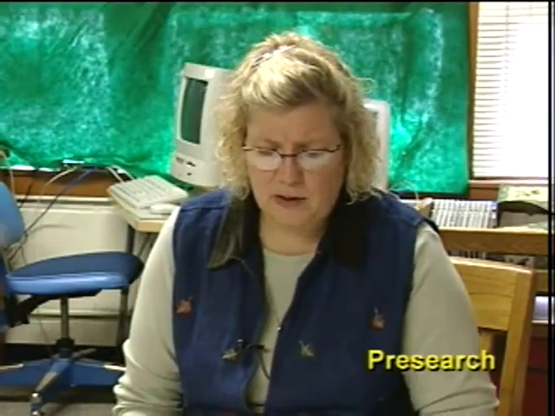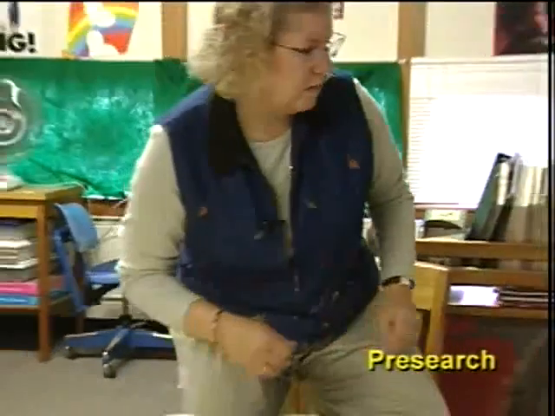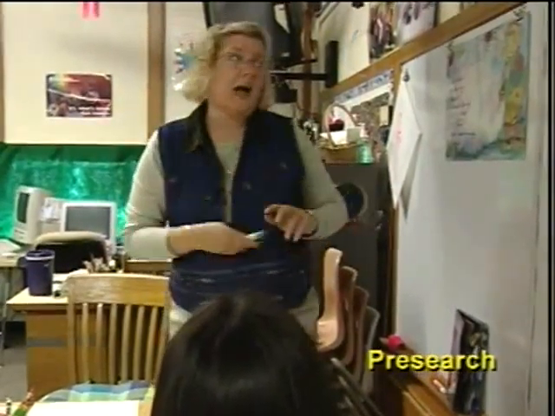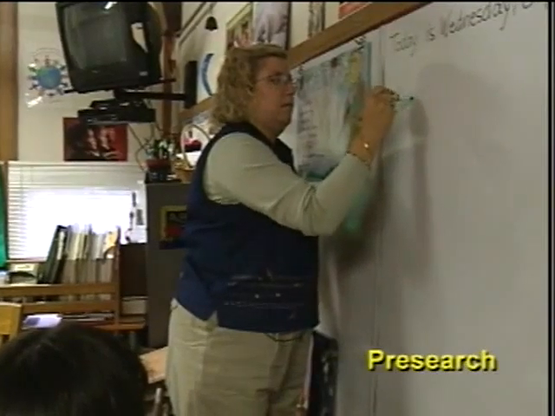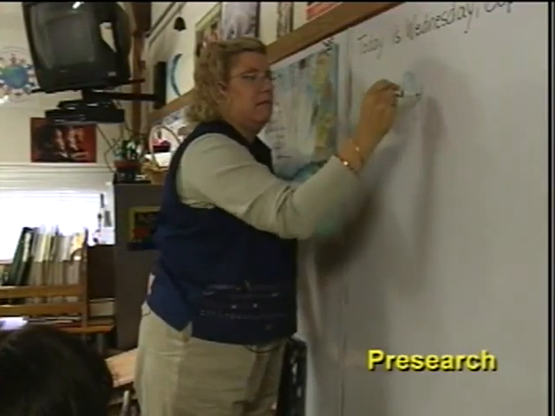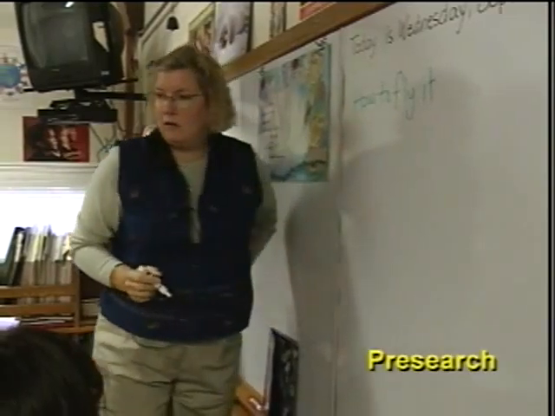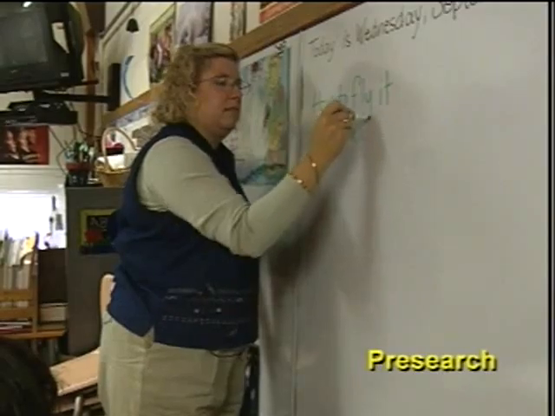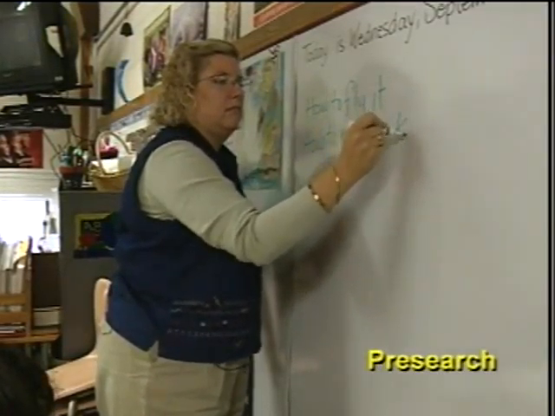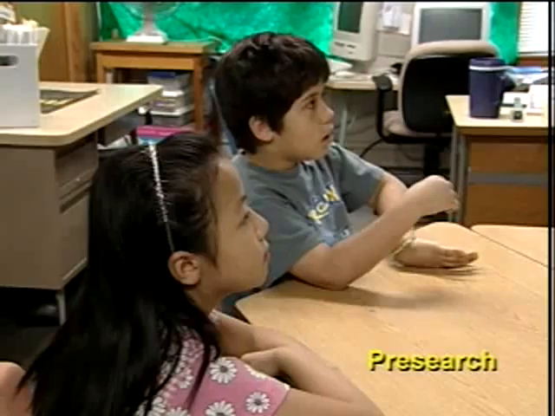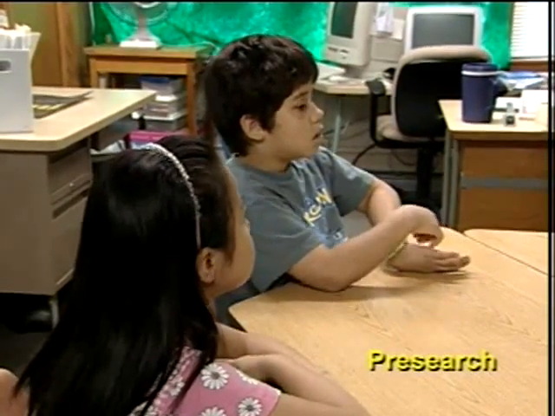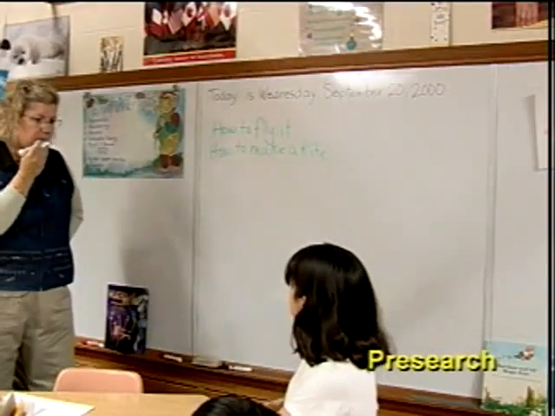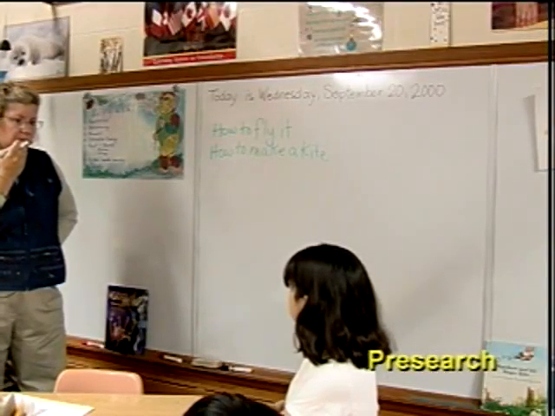If we were going to make a book about kites, what kind of information do you think would be best to include? How to fly. How to fly a kite, okay. How to make a kite. How to make one. What else? Francisco? You don't know? What else do you think? Maybe where was the first kite flown?